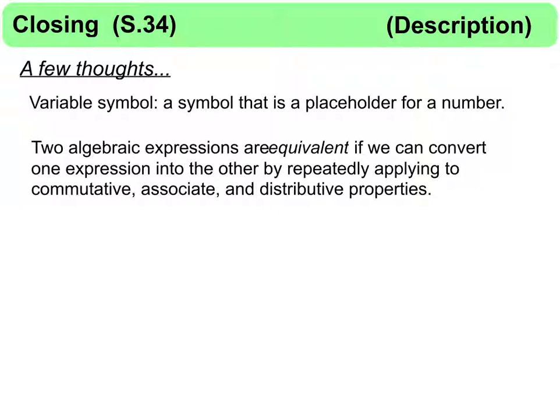In closing, there's just a few thoughts. A variable symbol is a symbol that is a placeholder for a number. So if we said x, or 4x, that is a placeholder for a number. And then two algebraic expressions are equivalent if we can convert one expression into the other by repeatedly applying the commutative, associative, and distributive properties.